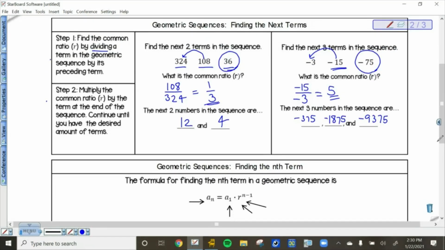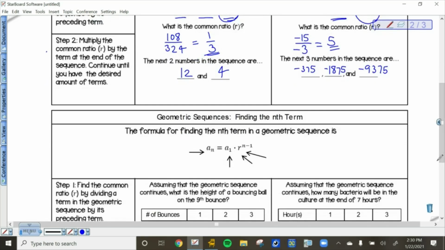So we just found our next terms. Now let's look at finding the nth term. That's looking for some term way out in the future. So this is our formula for finding the nth term. This first term here is the nth term in the sequence. A1 is going to be our first number in the sequence.